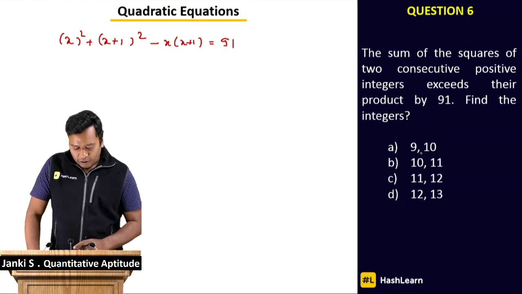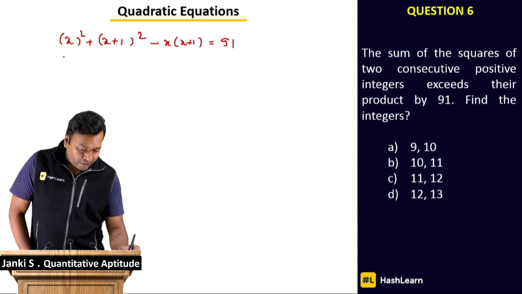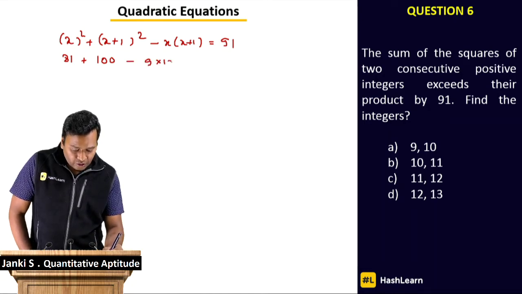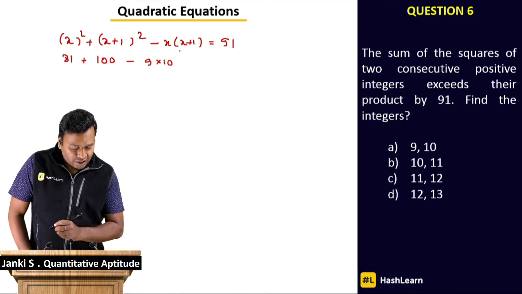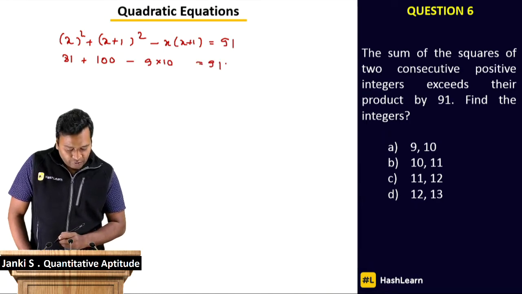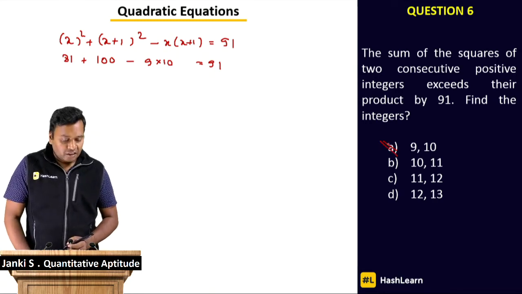If I'm talking about the product part, right? So now I'll take 9 square for the time being. That's nothing but 81 plus 100 will be the value here, minus 9 into 10, right? Let's check whether it's 91 or not. That's definitely equal to 91. Solve करने की तो जरूरत नहीं है. So it's nothing but 9 and 10 in this case.